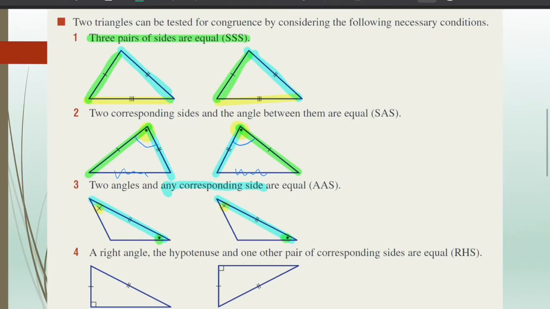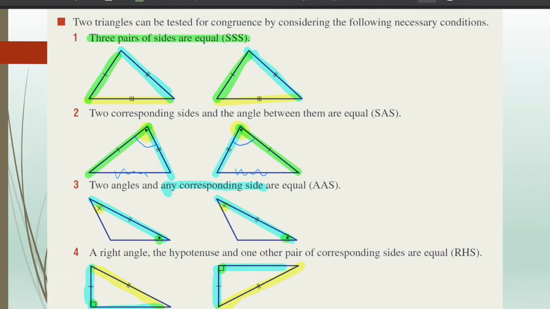And the last one is a special one for right angle triangles. Obviously, in a right angle triangle, the right angle is the same. So if you have the right angle and then either one of these 2 sides, it doesn't matter, either one of these 2 sides are the same, and then the hypotenuse matches. That is enough for us to say that 2 right angle triangles are congruent.